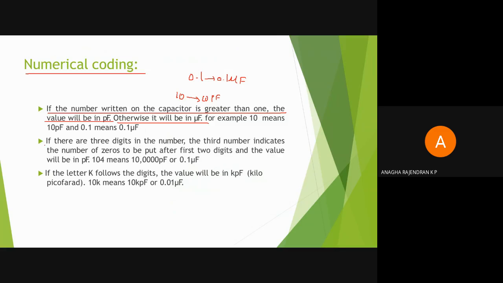And the second point: if there are three digits in the number, the third digit indicates the number of zeros to be put after the first two digits, and the value will be in picofarad. That is the second point, and this is an important point.